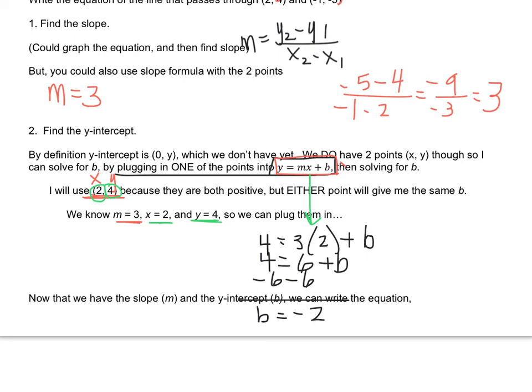So we know our formula because we know our m and we know our b. So let's wrap this up and let's say that the equation is y equals 3x minus 2.